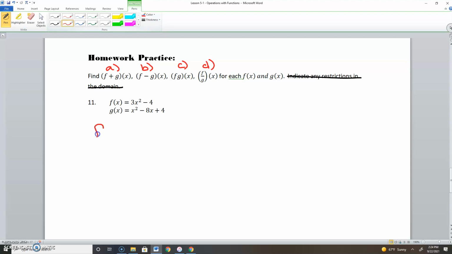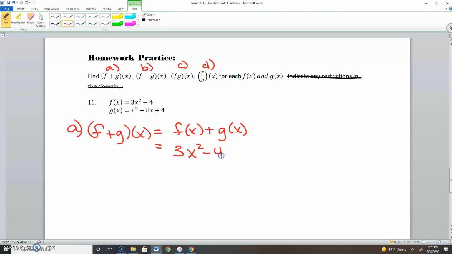So the first one here is just f plus g of x. Okay? So if I was doing this, I'm going to label that part A. I need to remember f plus g of x is just f of x plus g of x. Okay, so my f of x for this equation is 3x squared minus 4 plus my g of x, which is x squared minus 8x plus 4.